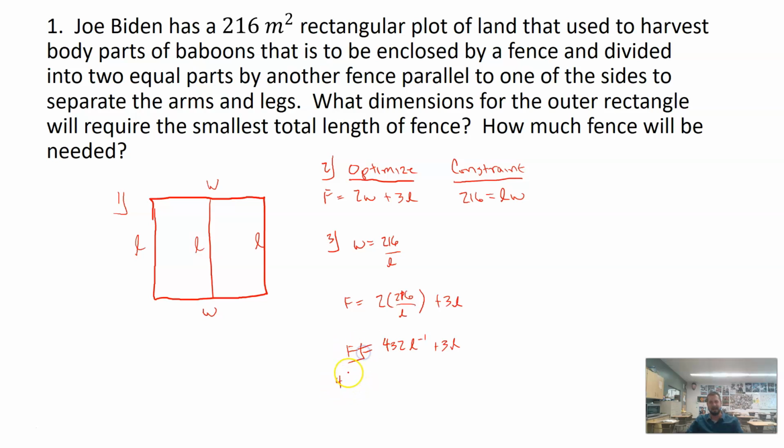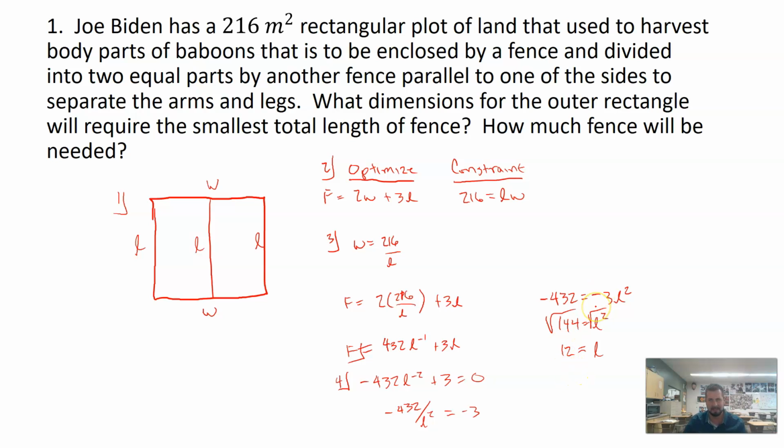So F is equal to that. Step 4 is going to be negative 432L to the negative 2 plus 3 is equal to 0, because that's what we do, we set that equal to 0. Now I just move the L squared down to the bottom and subtract the 3 over. Then I multiply the L squared over, so I get negative 432 is equal to negative 3L squared. Then I divide both sides by 3. When I do that, I get 144. So 144 equals L squared, which means I now take the square root of both sides to get L is equal to plus or minus 12.